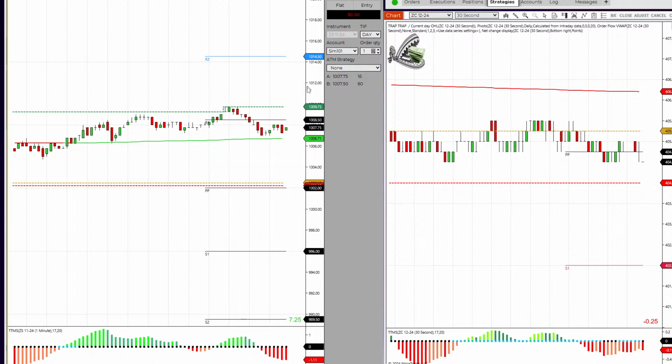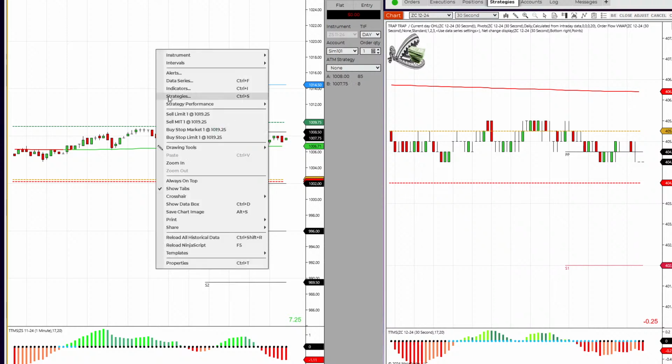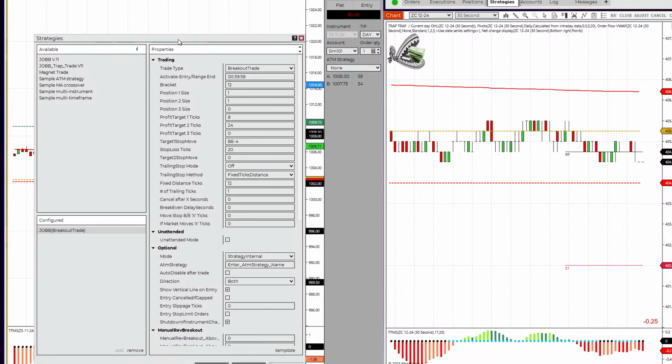A little big, but everything looks fine there. So now what I'll do is triple check our setup. All right, so we have a breakout trade. Where do we get our setup?